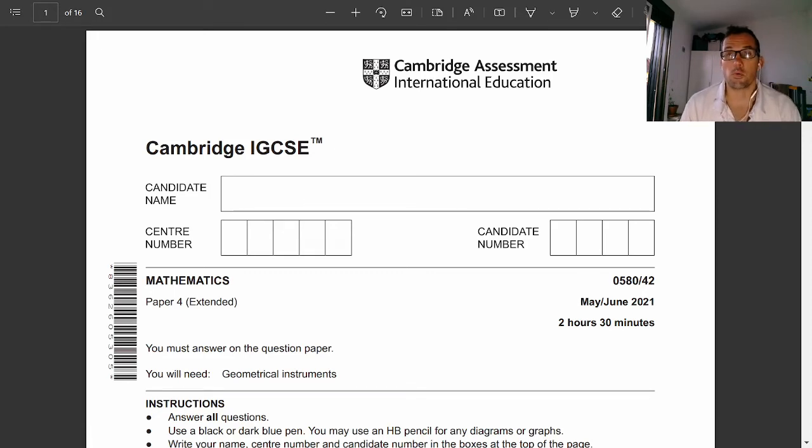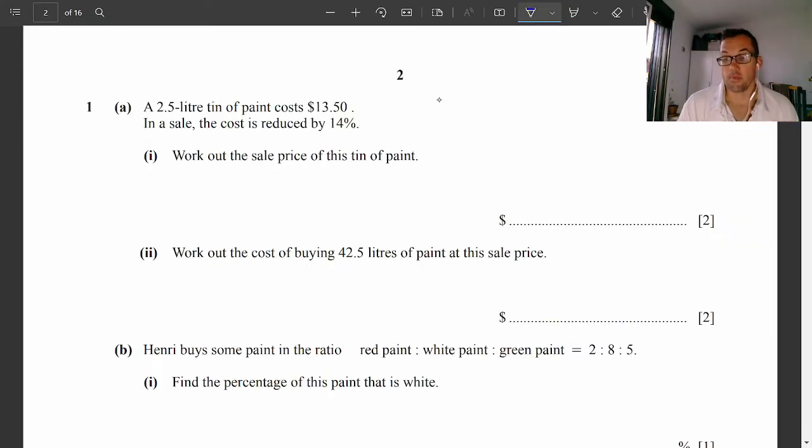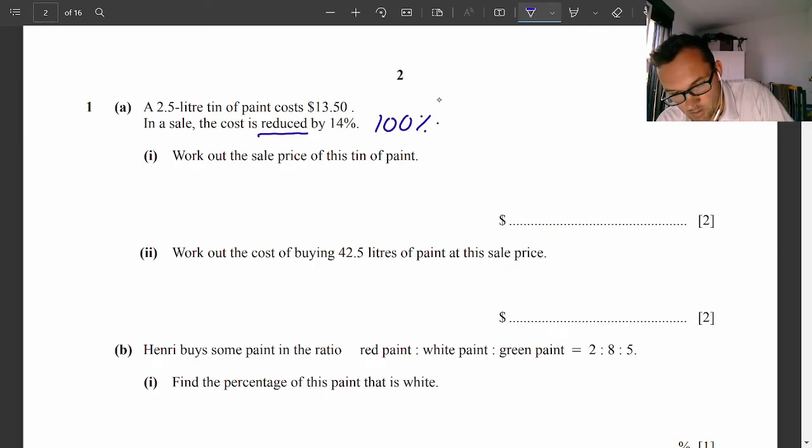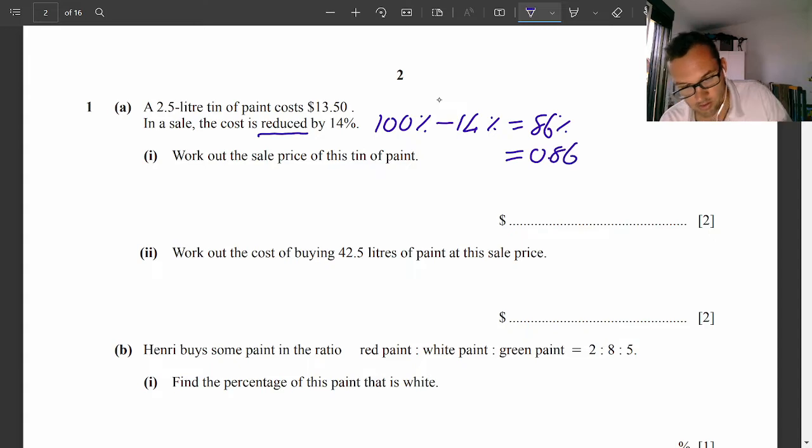Today we're doing the 2021 May-June paper 42. Question 1a. A 2.5 litre tin of paint costs $13.50. In a sale, the cost is reduced by 14%. Now remember, when we reduce an amount by 14%, we start off with 100%, and then we subtract 14%, which means we'll end up with 86%. Or as a decimal or multiplier, that's 0.86.